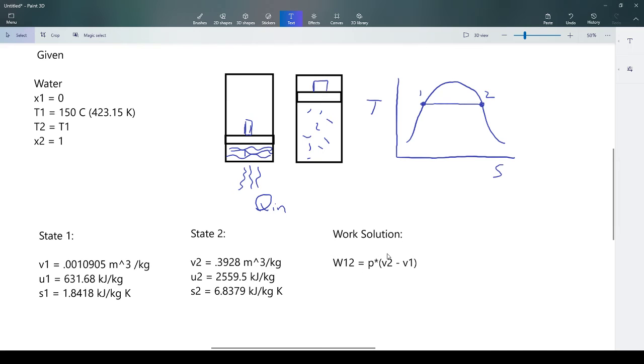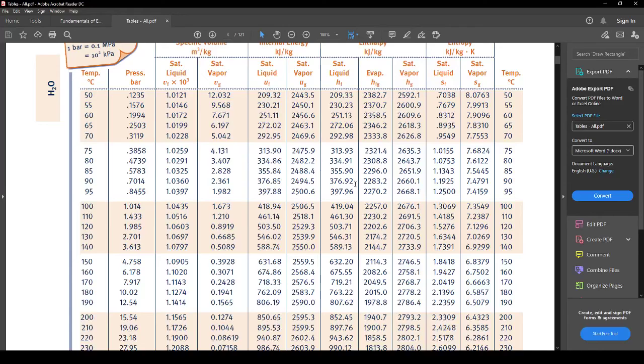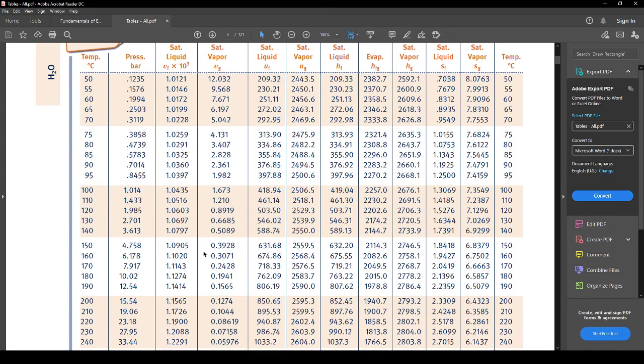And so that means we need to first find pressure, though. So what pressure are we at? Anybody want to take a shot at this one?